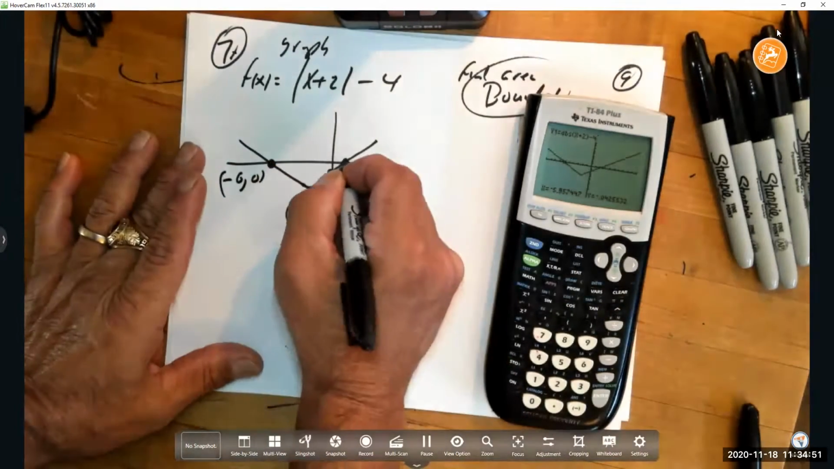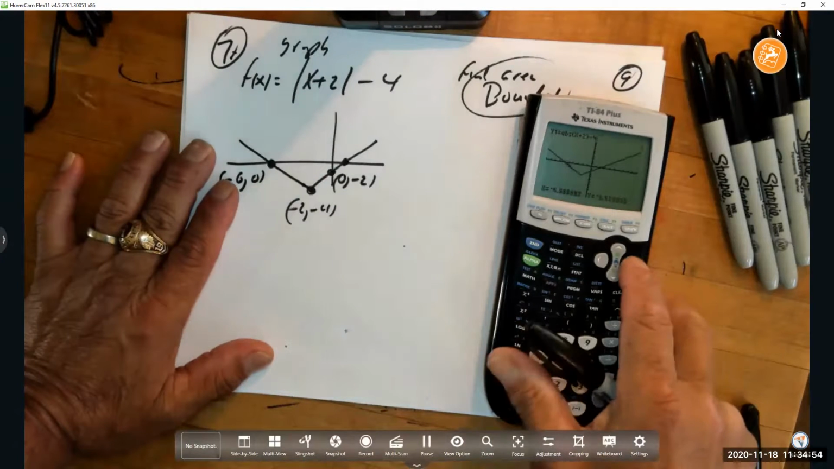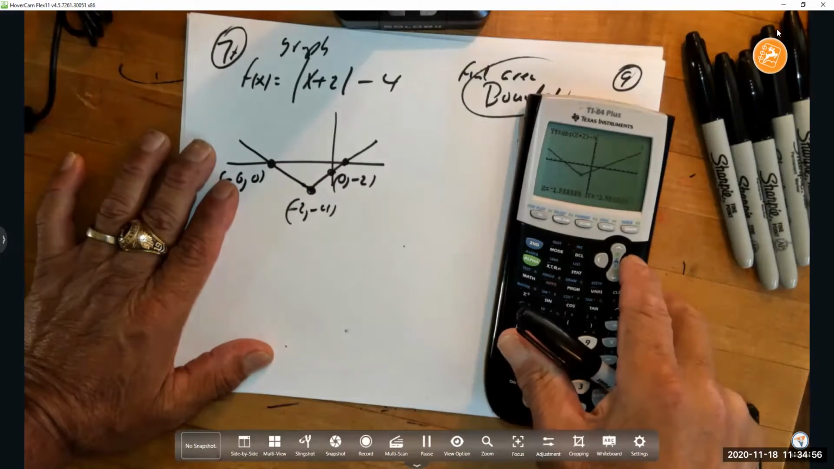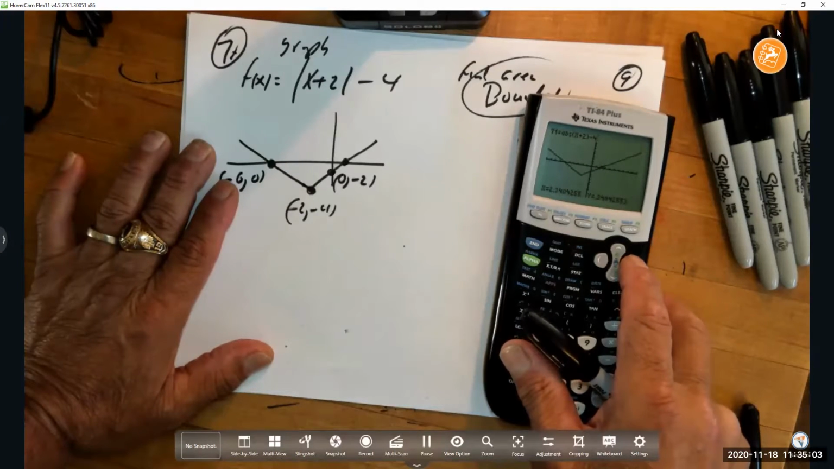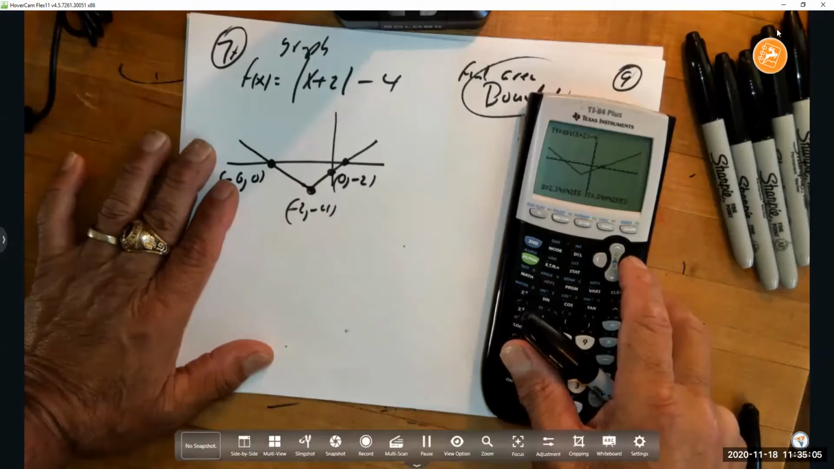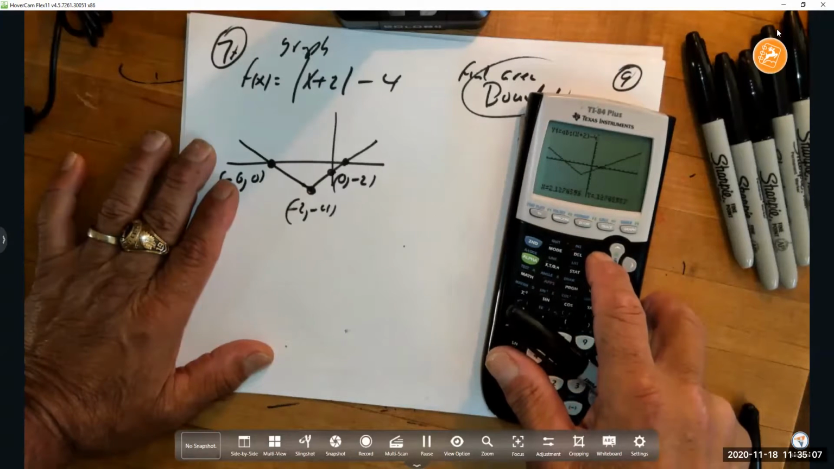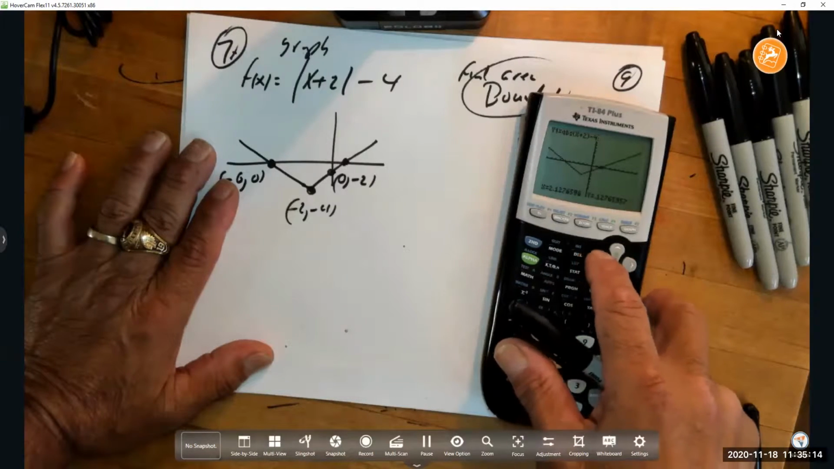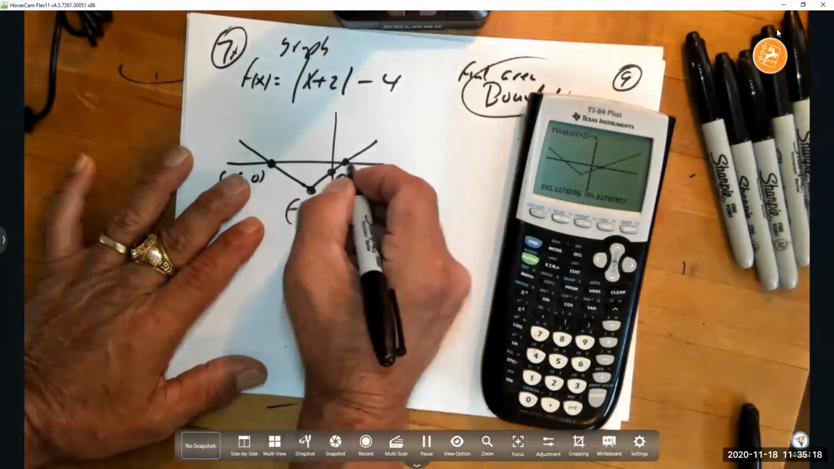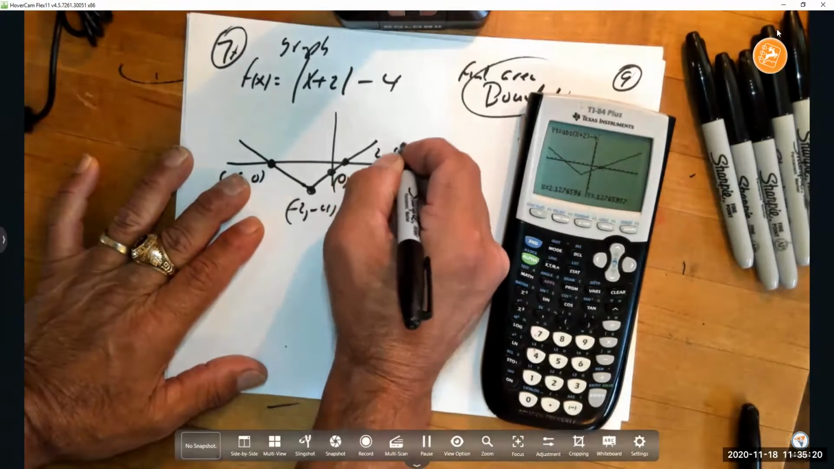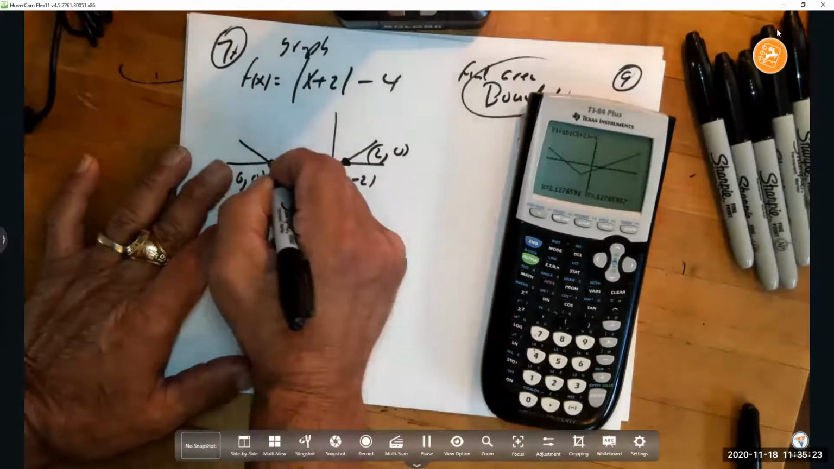And this one right here, it's going to be 2 and 0. Is it? Yeah, it's closer to 2. So I'll say this one here is going to be 2 and 0. Right there. All right.